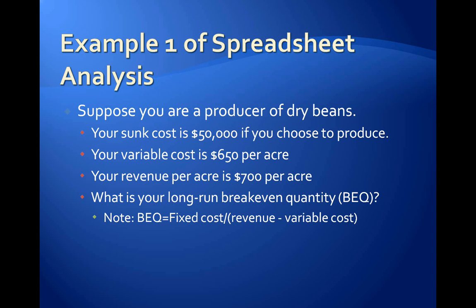The bottom that you see here, revenue minus variable cost, is the contribution margin per unit. So produce enough units such that the contribution margin recovers the fixed cost or sunk cost that has gone into the system. Any quantity on top of that is going to produce profit. Any quantity below that leads to loss. So that's the break-even quantity.